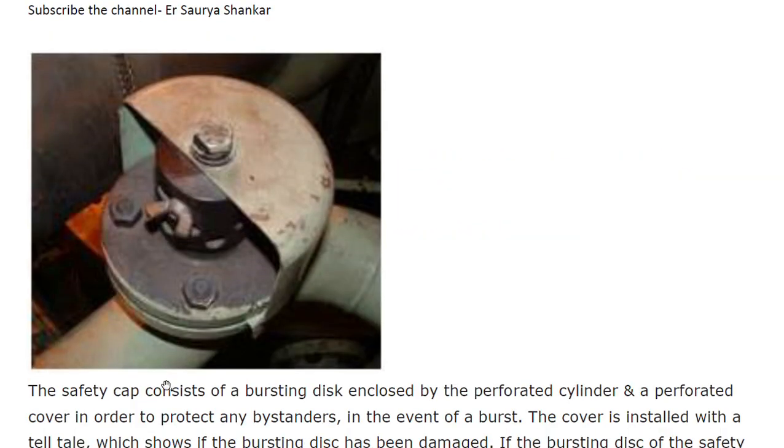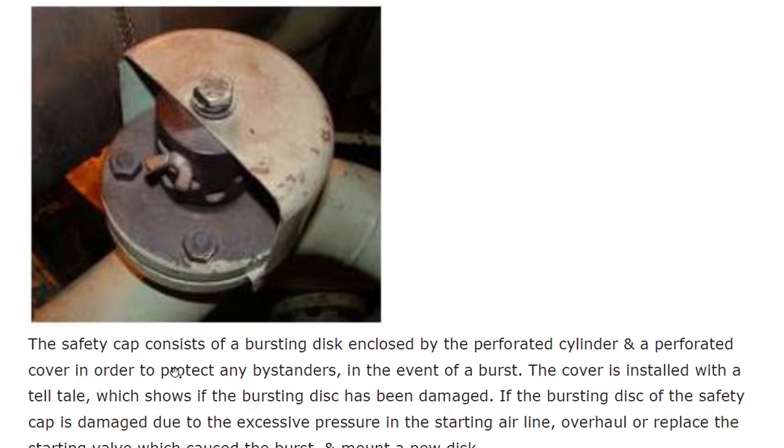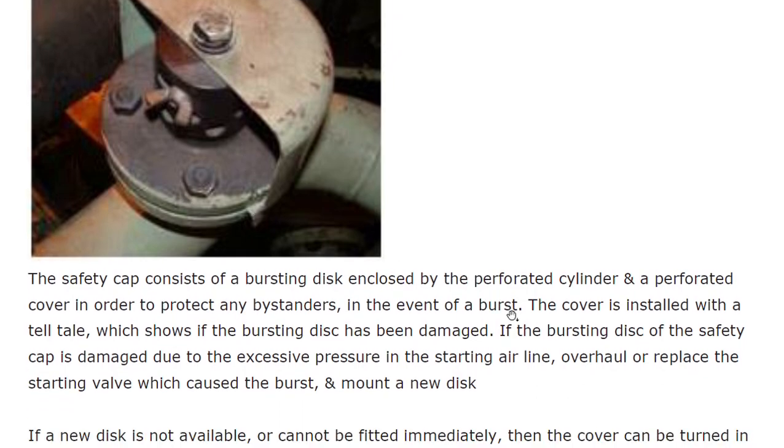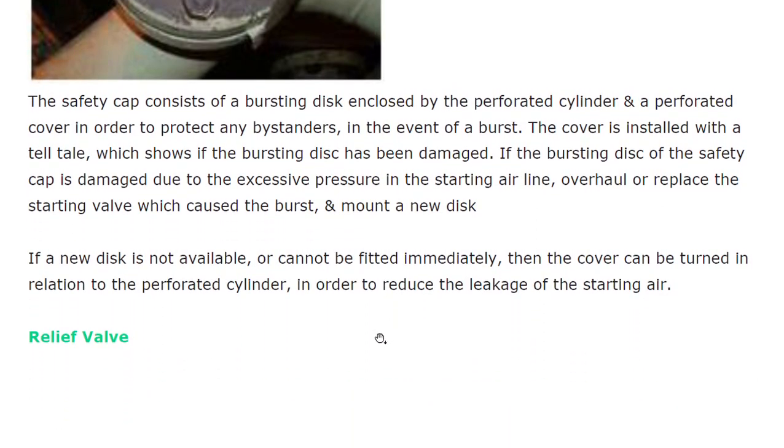Now we talk about the bursting disc. The safety cap consists of a bursting disc enclosed by a perforated cylinder and a perforated cover on top to protect any bystanders in the event of a burst. The cover is installed with a telltale which shows if the bursting disc has been damaged. You can see the telltale here. If the bursting disc of the safety cap is damaged due to excessive pressure in the starting air line, overhaul or replace the starting valve which caused the burst and mount a new disc. So what will we do? We will fit a new disc if it bursts because of a malfunctioning starting valve, after cleaning the line.